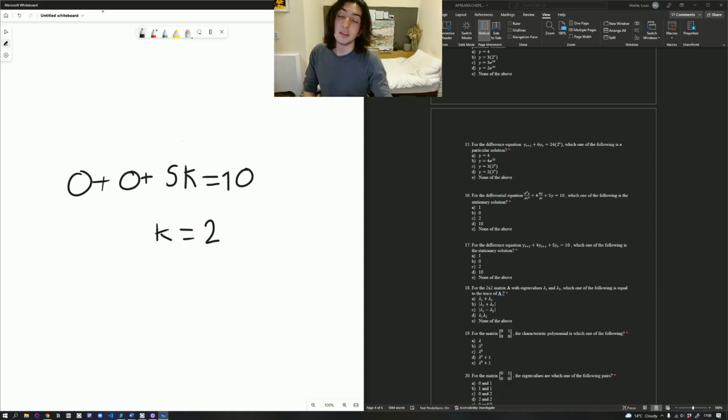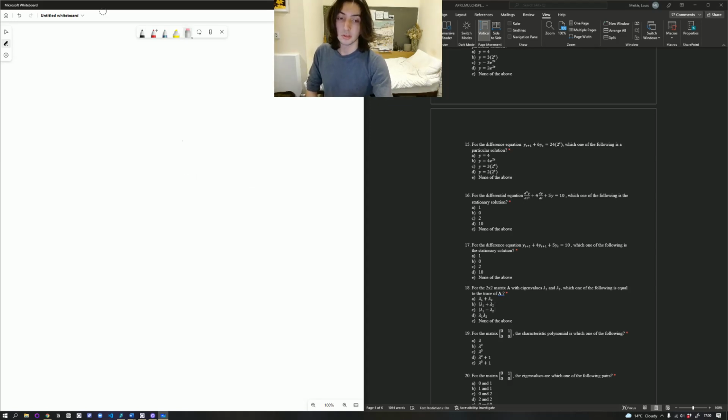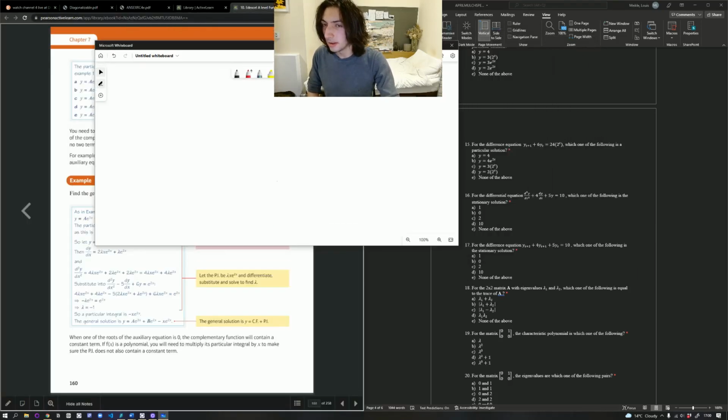Okay? The difference equation is, however, quite different. For a difference equation, the stationary solution is simply just the product here. So you can see that it's just going to be, I think it's 1. Is it 1? Just need to check.